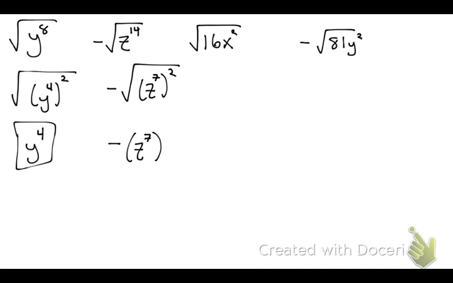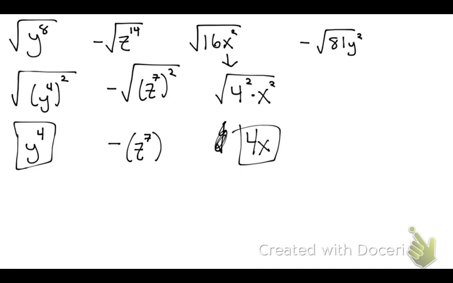We know that 16 is the same thing as 4 squared, so we have 4 squared times x squared in the square root, which must mean that the square root of 16x squared is simply 4x. And finally, we have the negative square root of 81y squared, but 81 is 9 squared, so we have 9 squared times y squared, which means our final answer must be negative 9y.